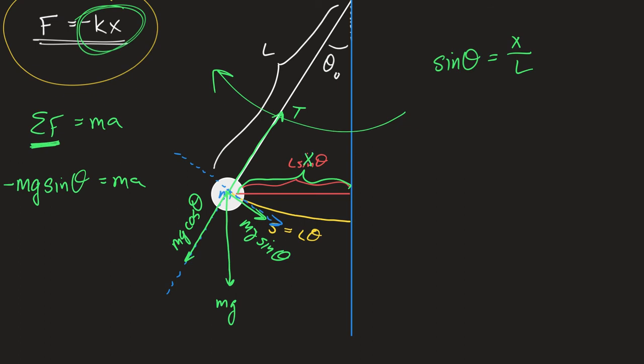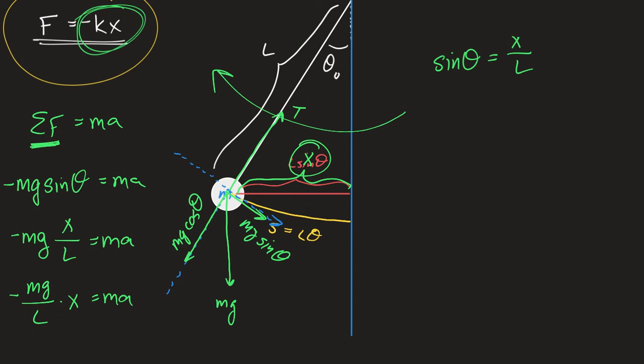I'm just labeling this x. I know you're wondering why I would do that. Well, it's simple. If I do that, I get mg x over L equals ma. If I collect the constants, I get minus mg over L times x equals ma. And this looks a lot like a constant times a displacement. Wouldn't you agree? There's a problem with this, though.